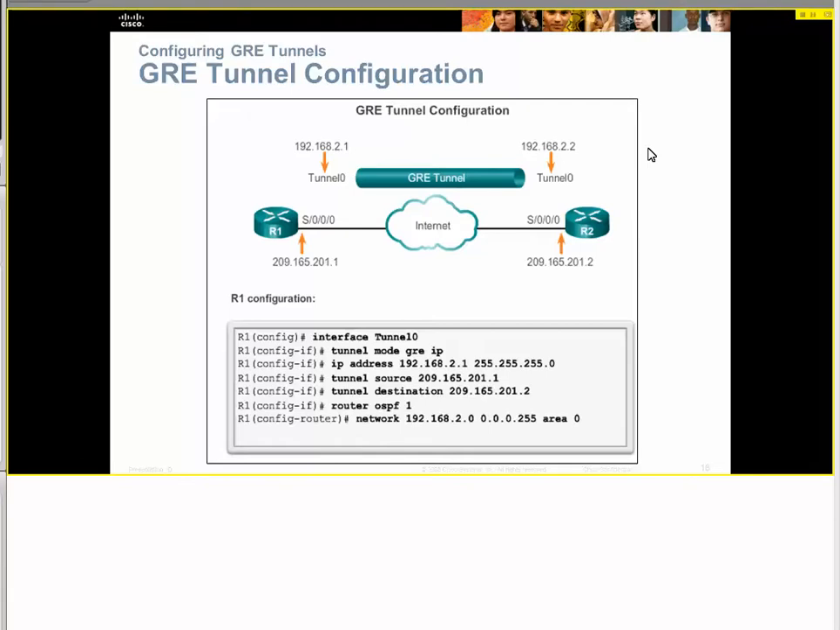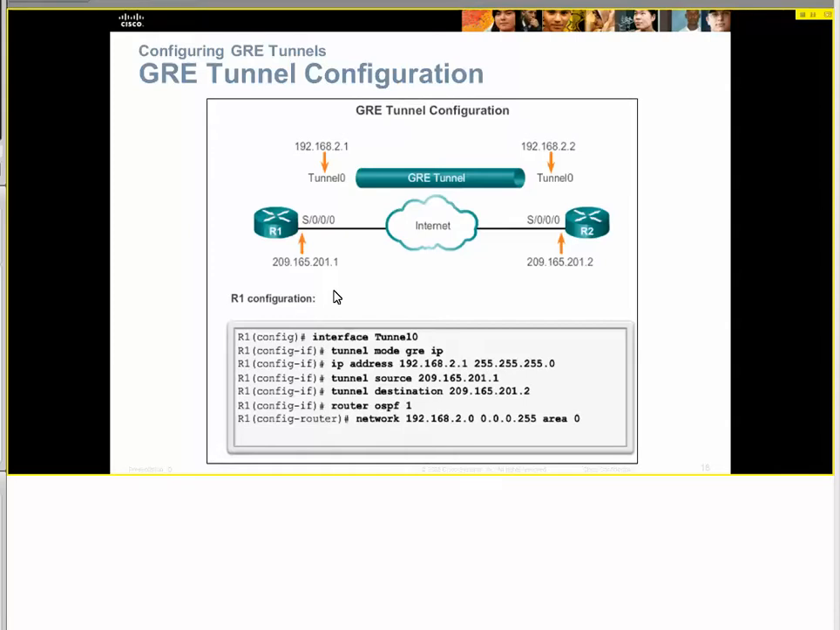So the first step, all you have to do, again, from global configuration mode on router 1. Keep in mind, we're over here on router 1 in our network. All we have to do is start by creating a tunnel interface. We are actually creating a new virtual interface between the two routers. So we have to give the interface a name.